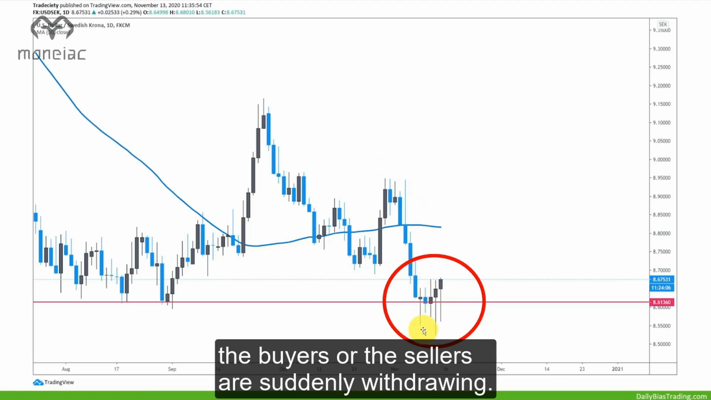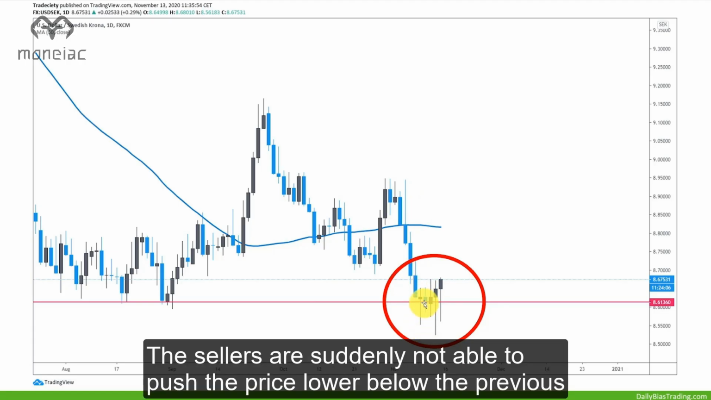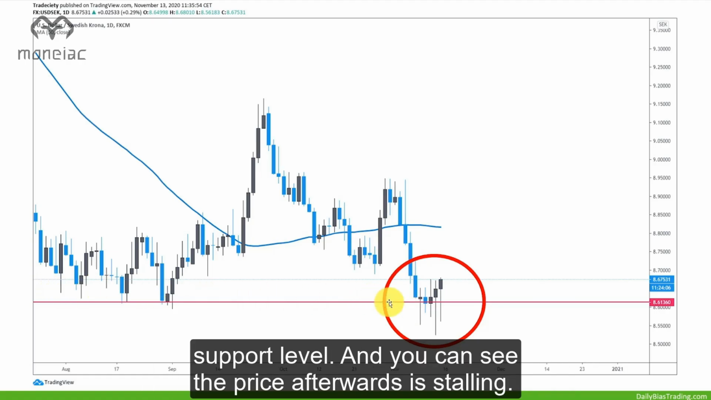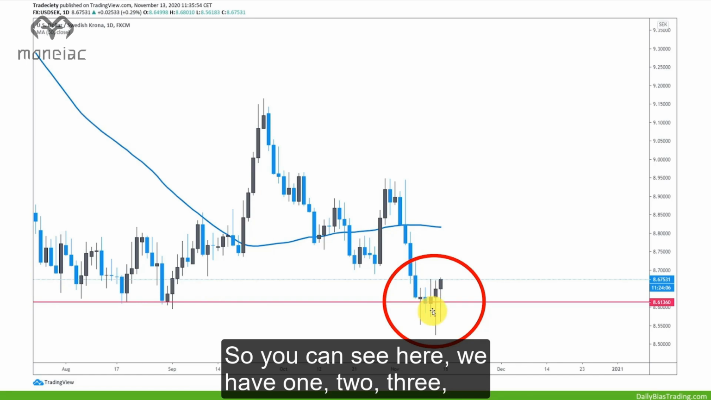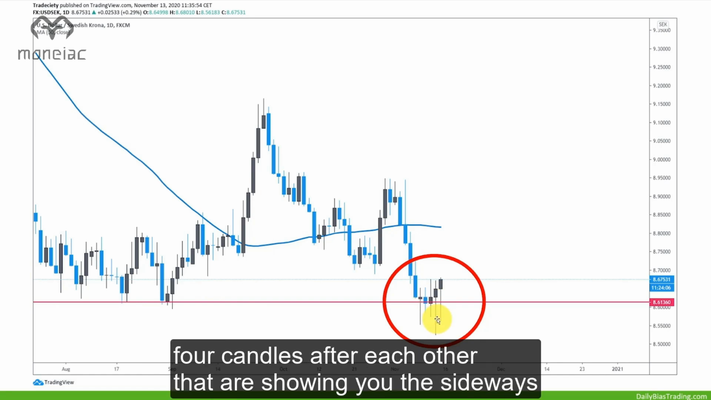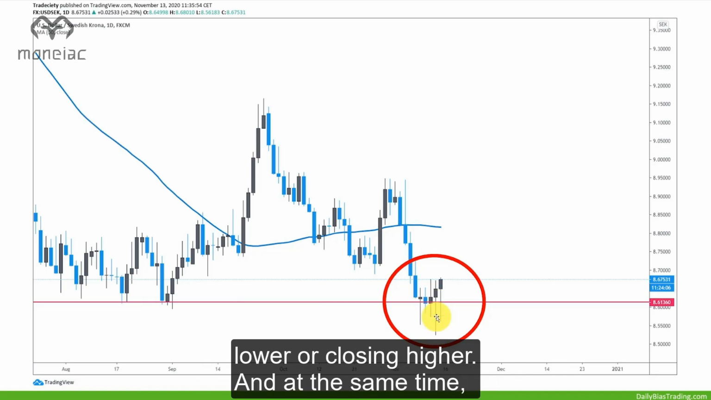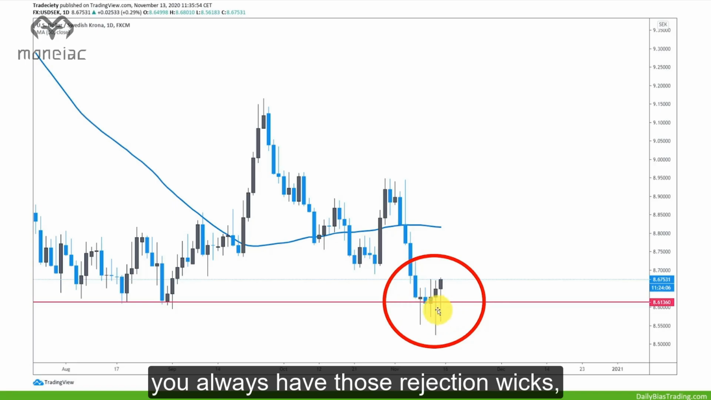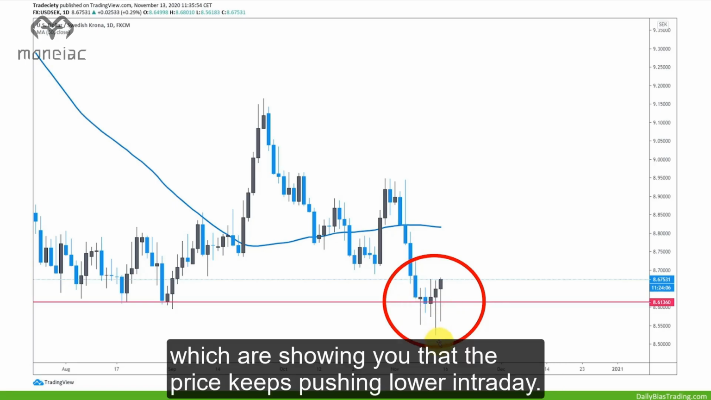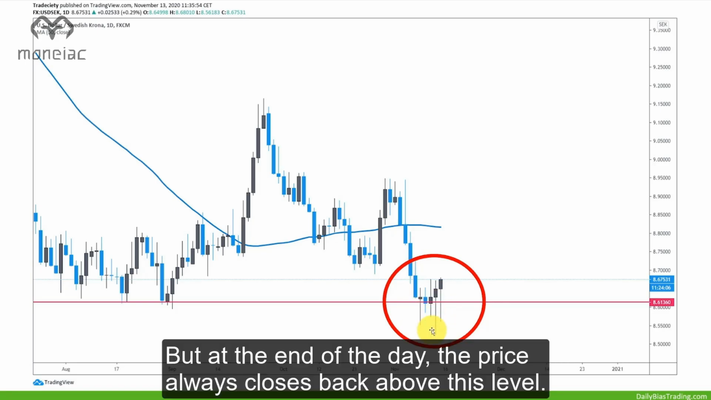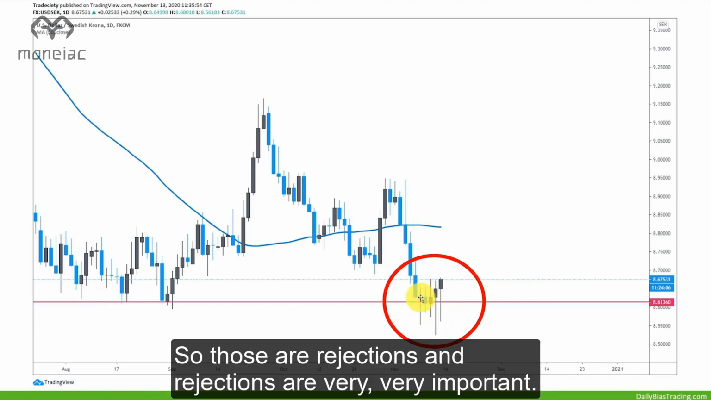The buyers or the sellers are suddenly withdrawing. The sellers are suddenly not able to push the price lower below this previous support level. And you can see the price afterwards is stalling. So you can see here we have 1, 2, 3, 4 candles after each other that are showing you sideways movements. The price is really not very convincingly closing lower or closing higher. And at the same time, you always have those rejection wicks, which are showing you that the price keeps pushing lower intraday, but at the end of the day, the price always closes back above this level. So those are rejections, and rejections are very, very important.